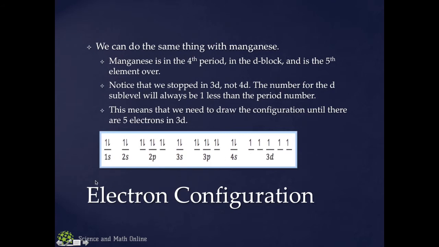Everything before that on our filling order has to be full. And so this just makes it so much faster because we can just use the periodic table to tell us where we stop. Okay? And once again, this is called drawing a configuration.